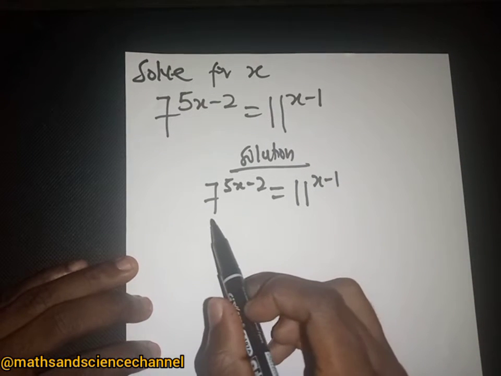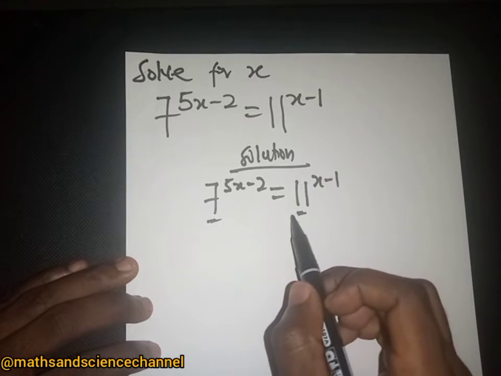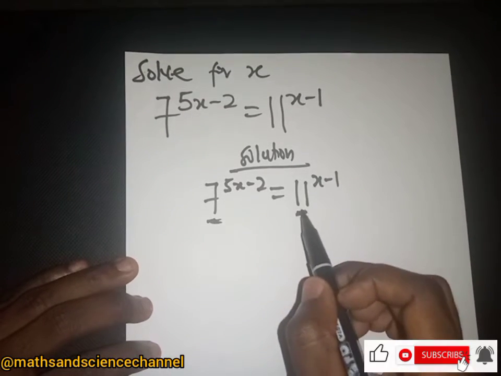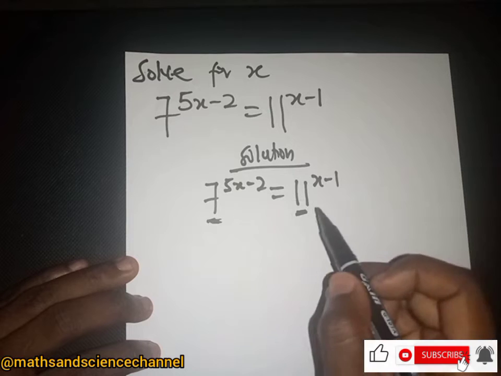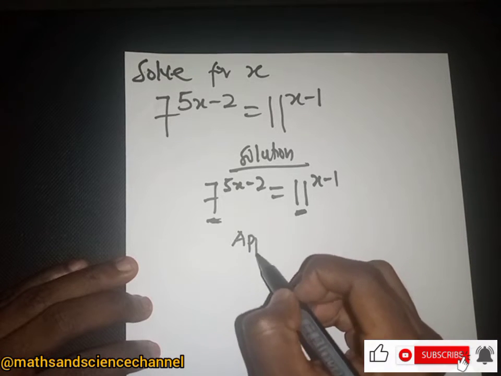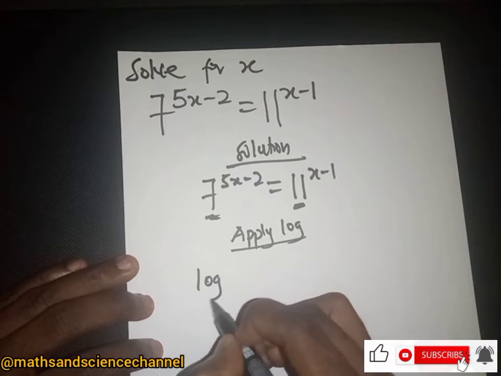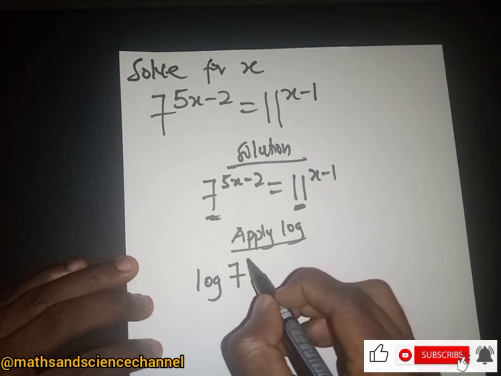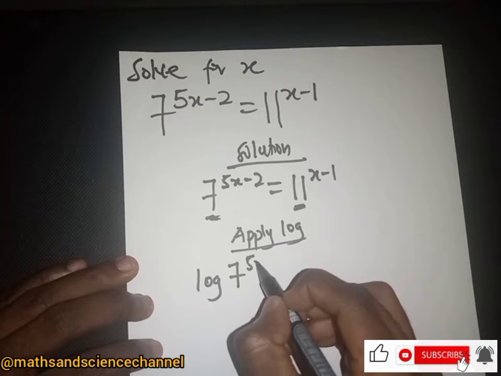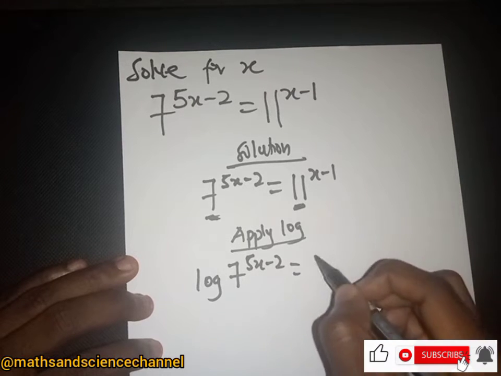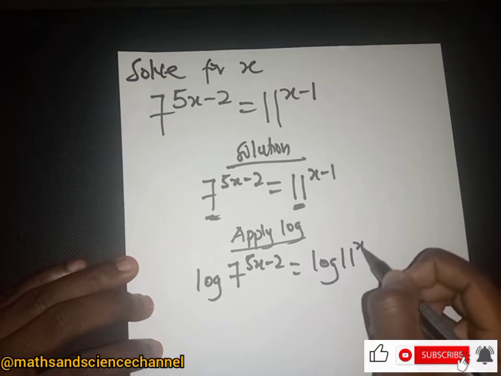Now you realize that the bases here are not the same. Since the bases are not the same, we can't equate the exponents. So what we have to do is to apply log on both sides. So we apply log on both sides, and therefore we have log 7^(5x - 2), then also the log of 11^(x - 1).